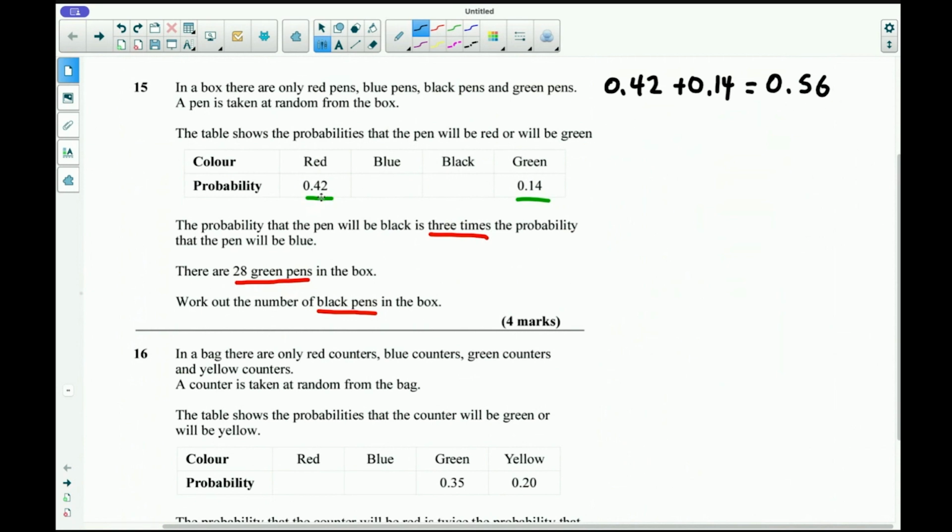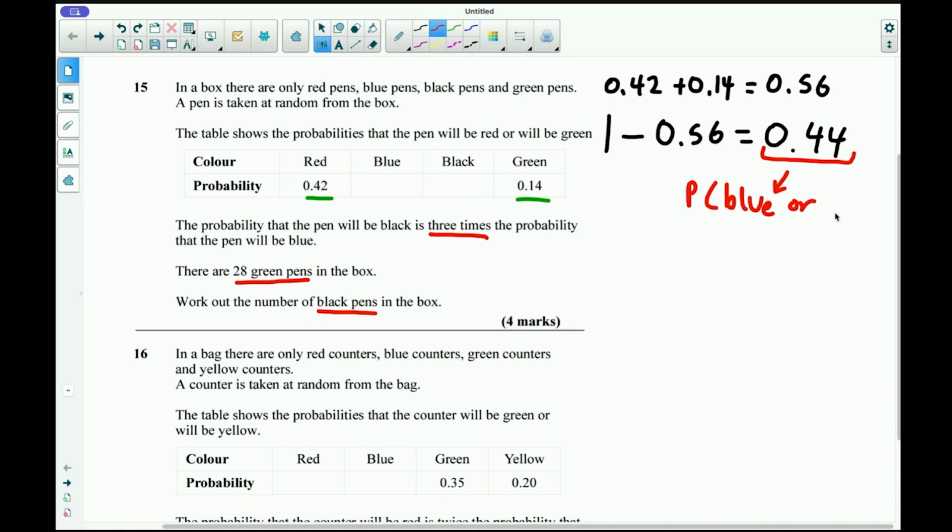Now, because we know that our probability is going to add up to one, so it's going to be either red, blue, black, or green, our probability of getting one of those colors has to be 100% or one. So I'm going to subtract the 0.56 from one, and we end up with 0.44. What that represents is our chances of getting, in this case, blue or black. So this is basically our probability of getting blue or black.